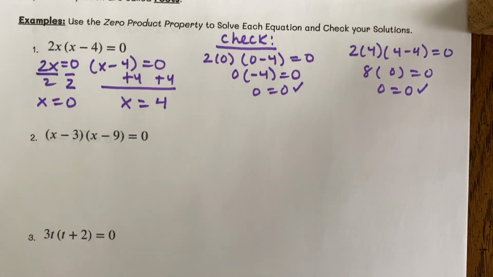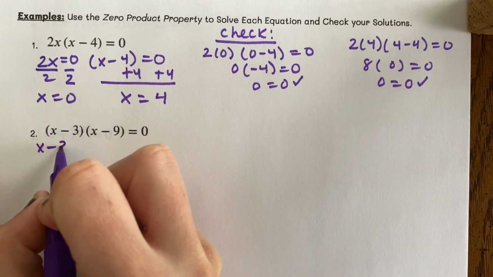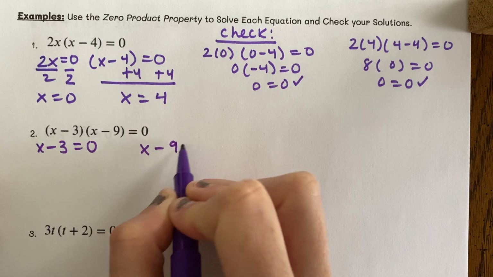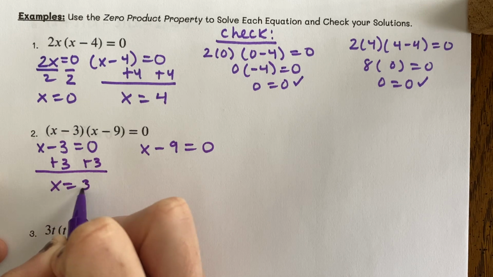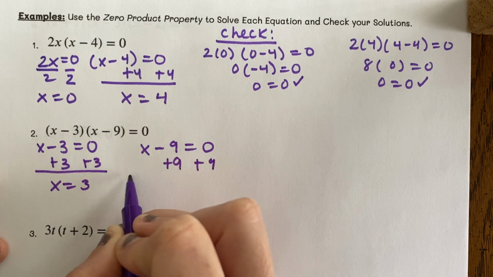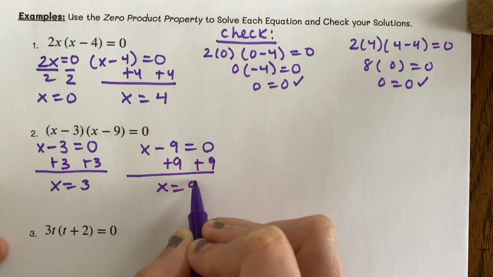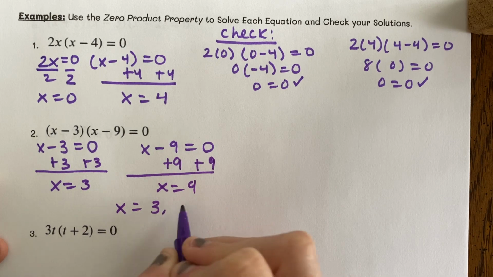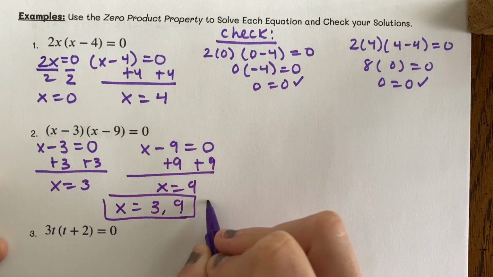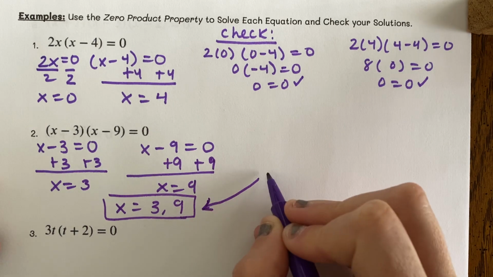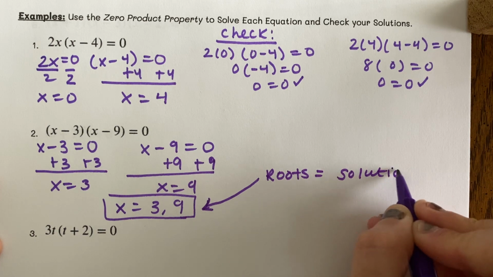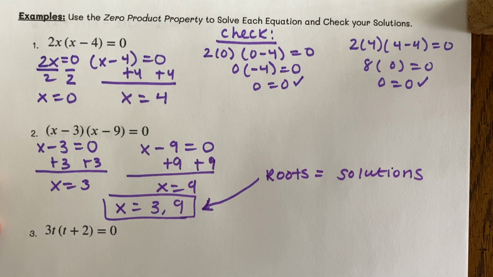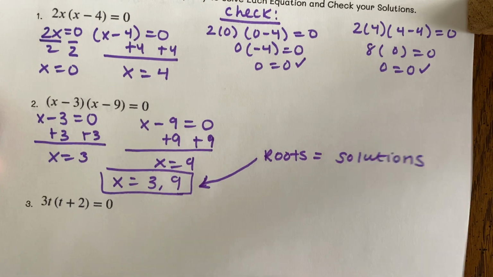Right, so if we keep going, we said x minus 3 equals 0, x minus 9 equals 0. I'm going to add 3 to each side. So x equals 3, add 9. X equals 9. So x equals 3 and 9. Again, another name for our solutions, these are our roots, because our roots are equal to our solutions. Okay. And we could plug those back in to check to make sure.